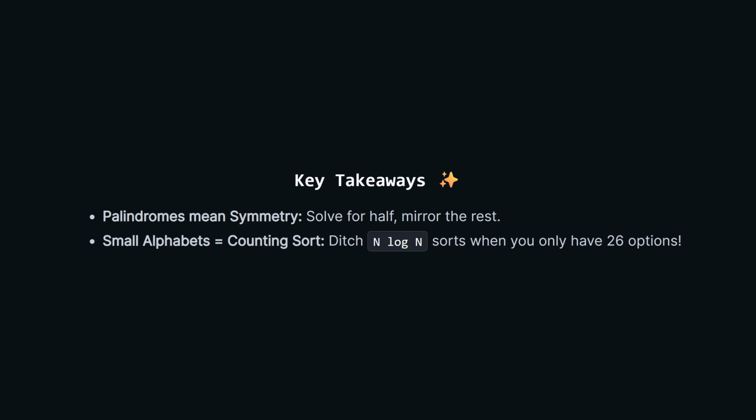Let's summarize the key takeaways. First, whenever dealing with palindromes, remember that symmetry is a shortcut. You usually only need to process half the data. Second, if your dataset is very small, like the 26 English letters, counting items is usually much faster than sorting them.